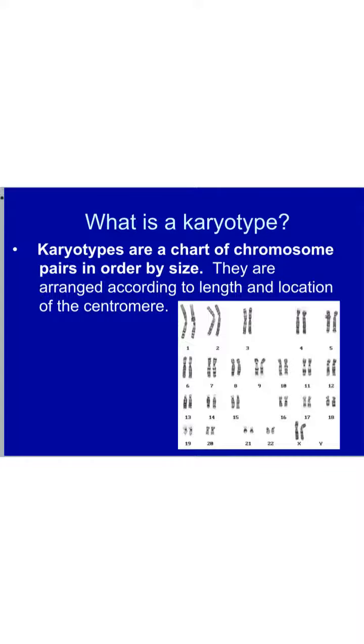So basically, what is a karyotype? A karyotype is going to be a chart, as we talked about before, of chromosomes that are paired in order by size, and then arranged according to the length and location of their centromere. So you're basically just organizing. You're going to have 46 chromosomes spread out in that nucleus, and we're organizing the chromosomes based on shape and the location of the centromere, and it's also going to have an effect on or determine what this child is going to look like and what physical characteristics this child is going to have.